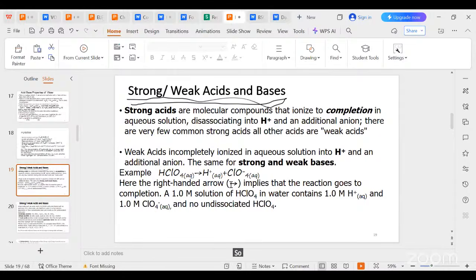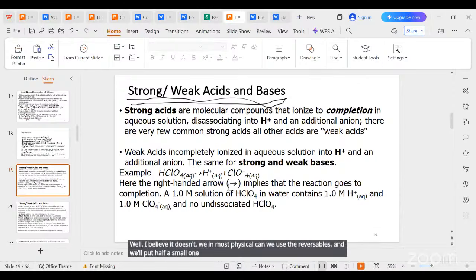You see that the full one shows it goes to complete ionization. Whereas if it doesn't, in most physical chemistry, we use the reversible sign. They will put a half, a small one under it. That will not be full. That will be in the other direction.